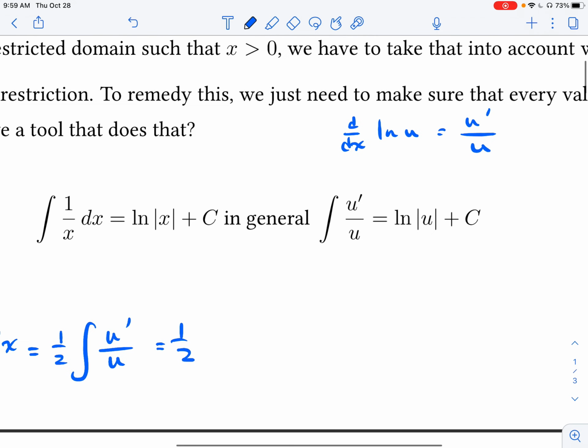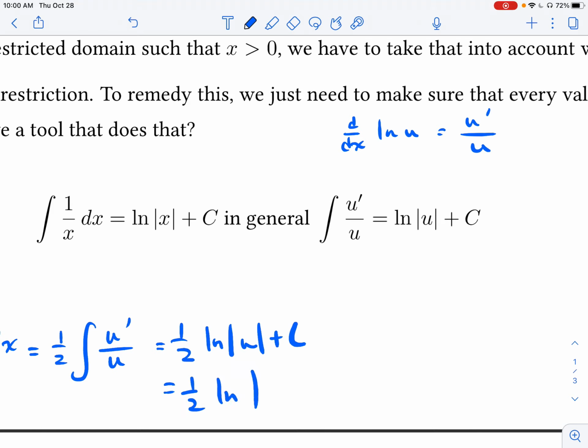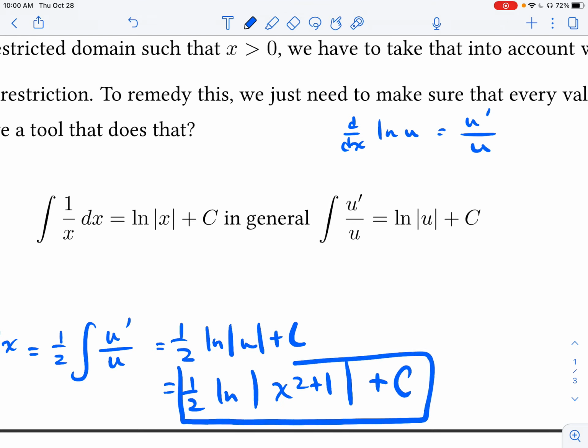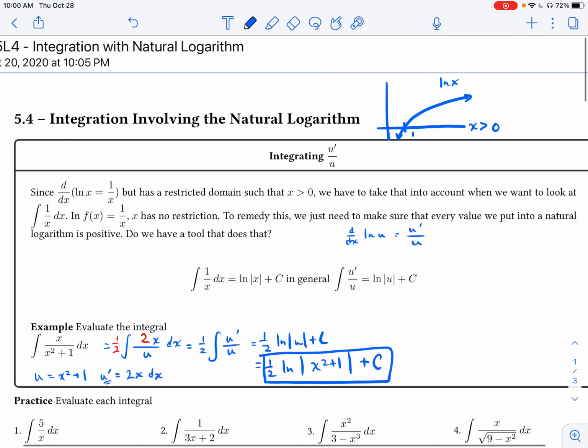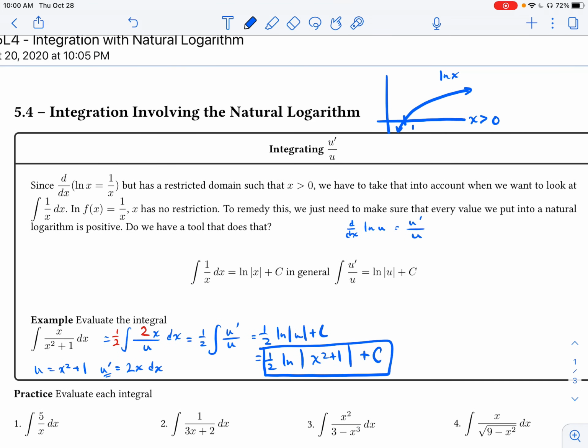Now, since it follows u prime over u, this would be the natural log of our argument u plus c. And let's plug in exactly what the absolute value of u is. This is 1/2 the natural log of, what did we say that was? X squared plus 1, plus c. So this would be our integral here. Okay, let me just zoom out on that so you can see all that work together.